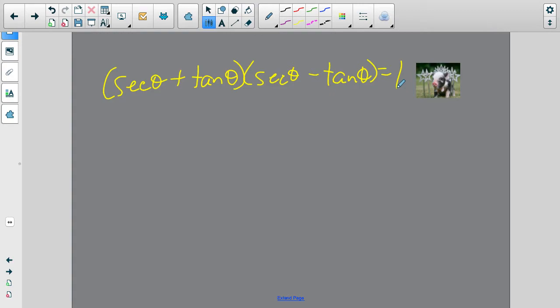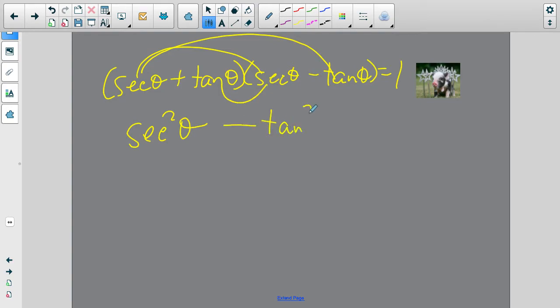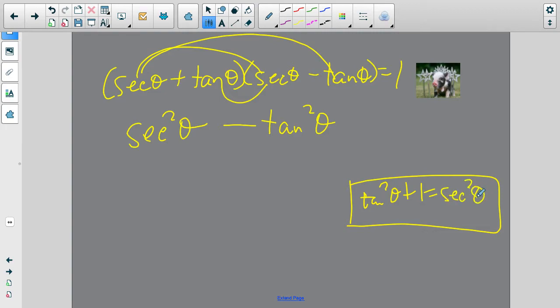I'm gonna do FOIL. This gives me secant squared theta. That gives me minus secant tangent. What does this give me? Plus secant tangent, those cancel out, minus tangent squared. Well, on your memo page, you have a math fact that says tangent squared plus 1 equals secant squared. So what is secant squared minus tangent squared? 1. So 1 equals 1. Oh, I did FOIL wrong.